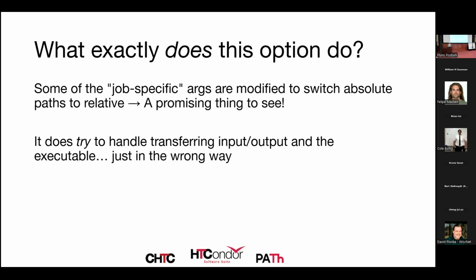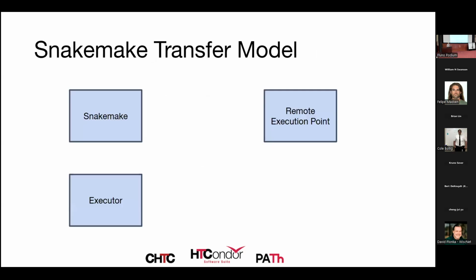But one specific thing to note about this flag was that in the set of job arguments that get passed to Snakemake at the execution point, suddenly these absolute file paths turned into relative file paths. And as I started to explore this, I could see, okay, Snakemake does really have the concept of remote execution points that don't share a file system. And they do this in a particular way, but it's just that the way they do it doesn't work with Condor.